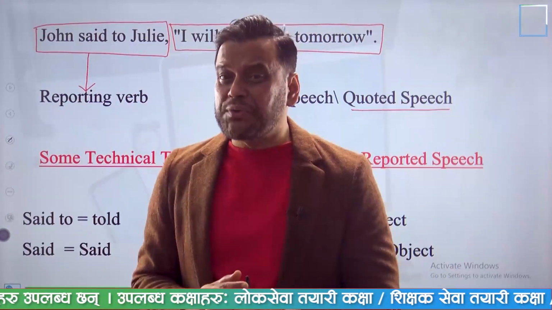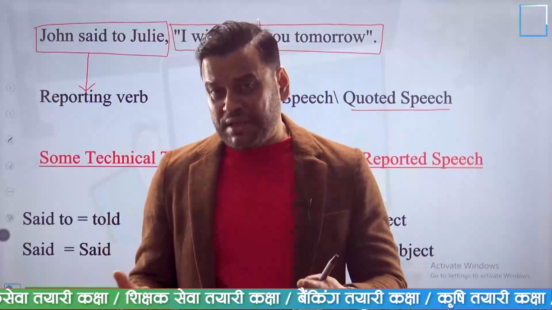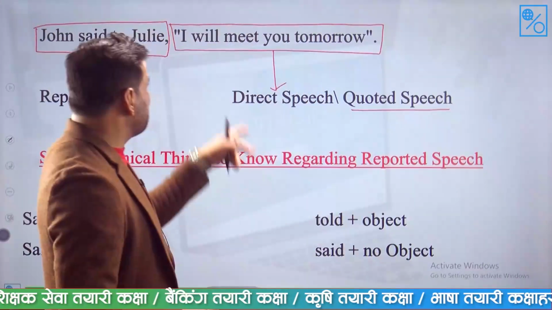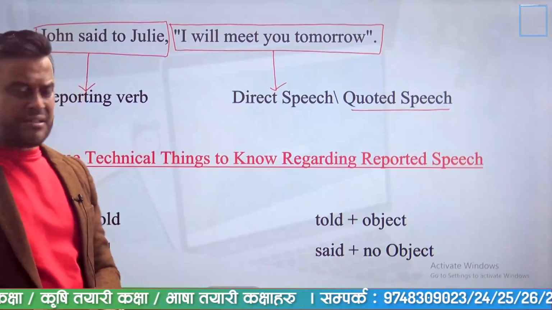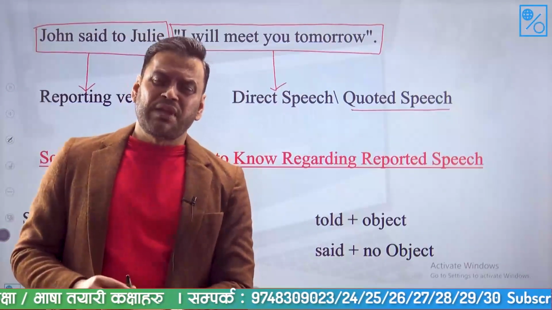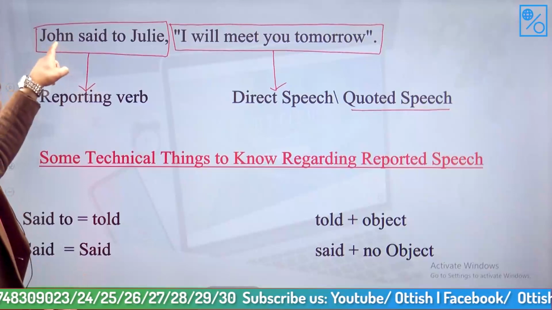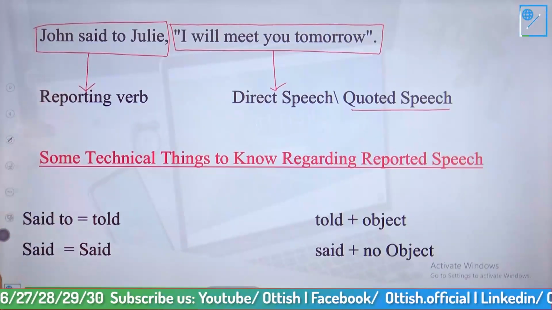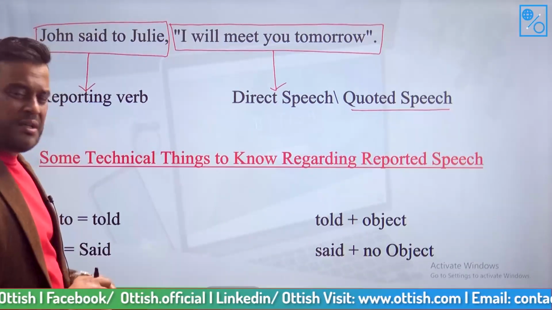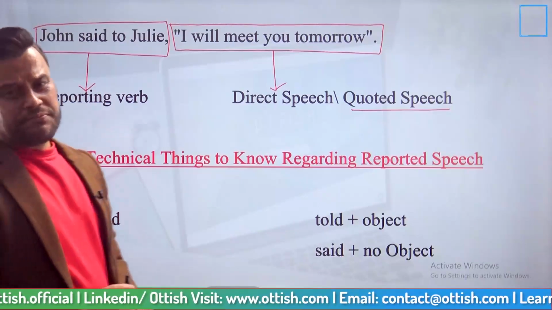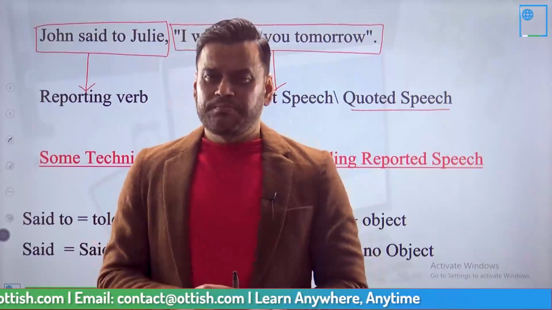I will have to say quoted speech and direct speech many times. When I say quoted speech or direct speech, you understand this, okay? You have to understand what is inside the quotation mark. Whenever I say reporting verb, you have to understand this: John said to Julie. This part is called what? Reporting verb. Actually, the reporting verb is said to, but however, this part is called the reporting verb.